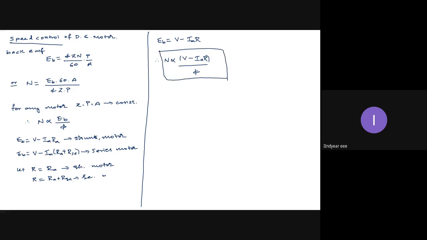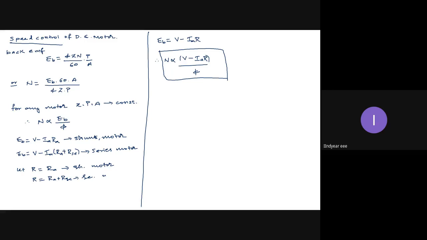So this is the speed governing equation for a DC motor. This equation you should remember always. Any method we choose is based on this equation only. Now on the RHS of this equation, we see there are three quantities: applied voltage, resistance drop, and the flux. So it is clear from the RHS that the speed depends upon three quantities. It is depending upon the applied voltage V.